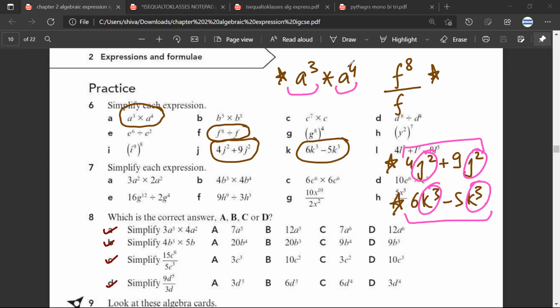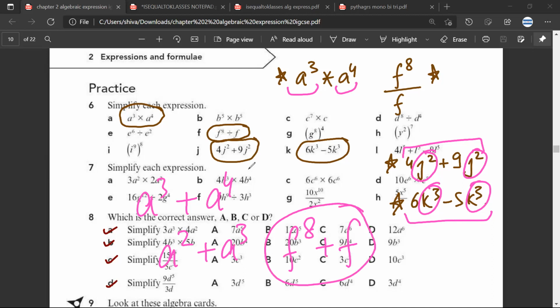Now, if you look at these terms, A3, A cube can be multiplied by A4. F8 can be divided by F. But try to do this: A3 plus A4. Or try to do this: A square plus A cube. Or maybe try to do this: F8 plus F. Mr. Aryaman, now are you able to see that interesting thing? Yes, sir.